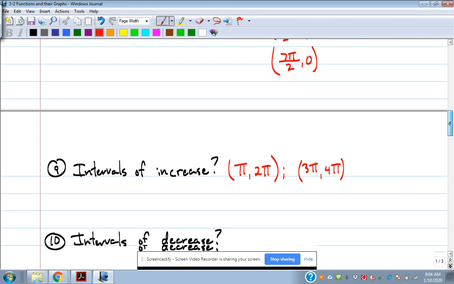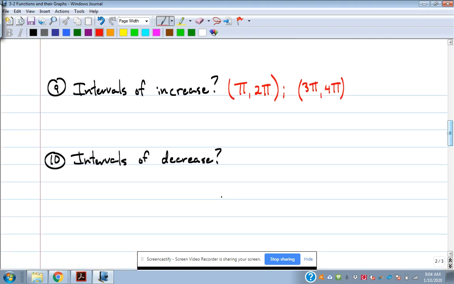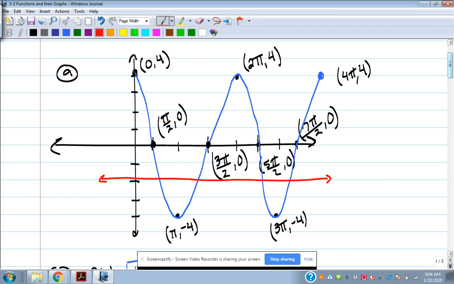Let's get the intervals of decrease. You guys have probably already done that, or already know what that means. What does decreasing mean? Going down and to the right, so like a negative slope. Where's the first interval of decrease for that problem?